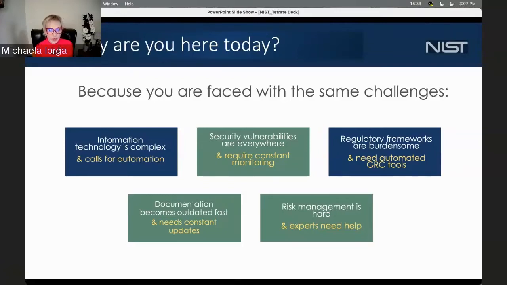Regulatory frameworks are burdensome, so we need to automate GRC tools. Documentation becomes outdated very fast, so we need a constant update to keep everything accurate. And risk management is absolutely very hard, so all experts need help, and this is what we are looking for in terms of disrupting technologies. Next, please.